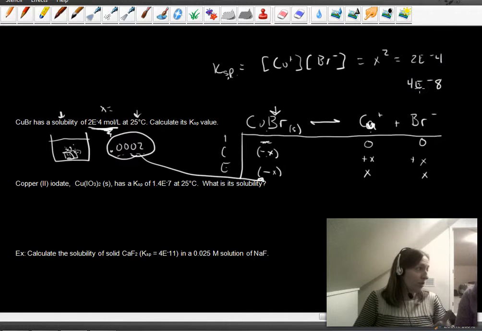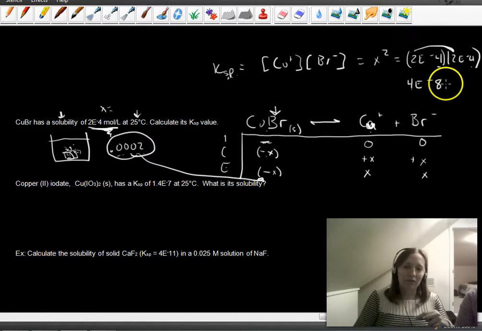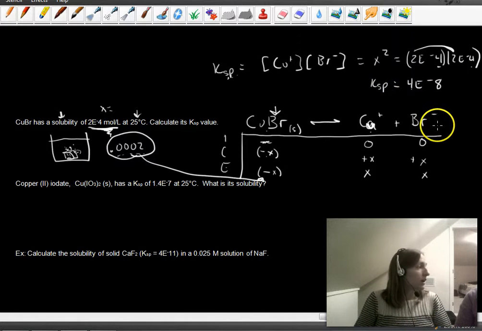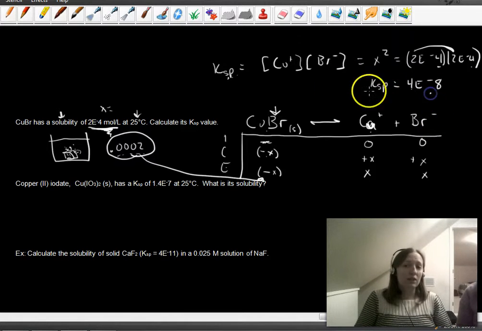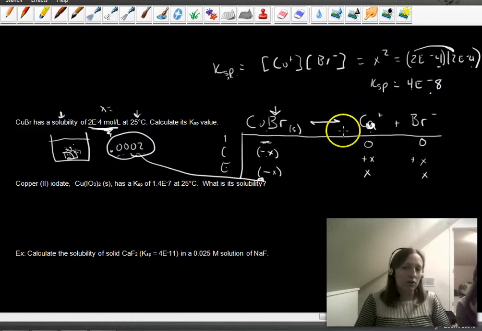And here's your head math, because when you're multiplying, you multiply the numbers to get the 4, and you add the exponents. So 4e-8 is your KSP value. That's it. Sometimes they'll give you the KSP and make you figure out your X. That's sort of easy when all you have is a top, actually. So let's see if we can do one of those.